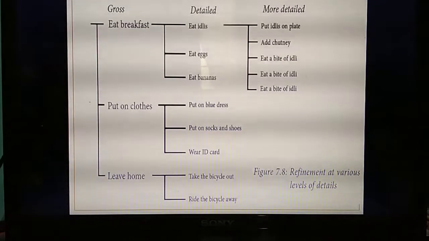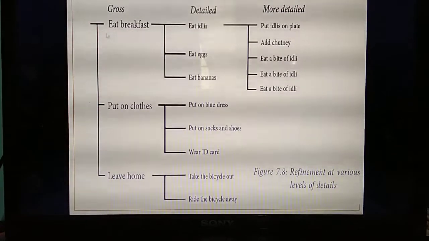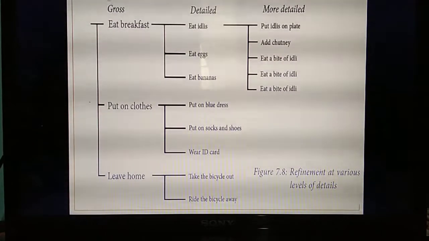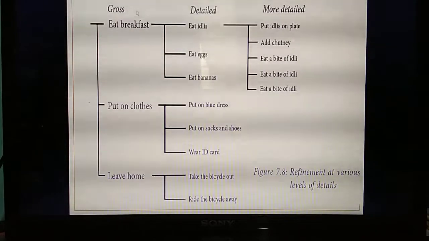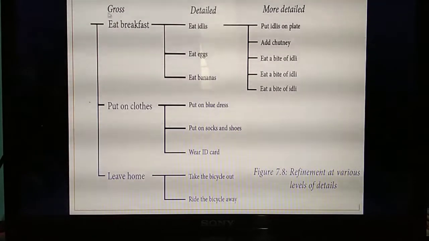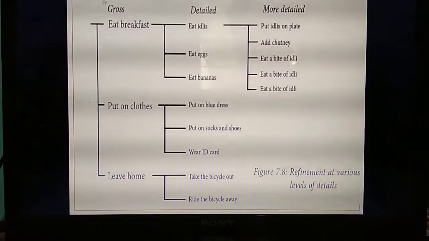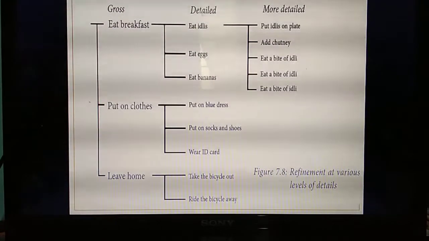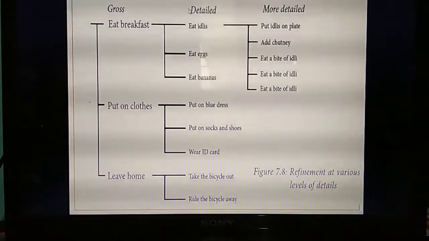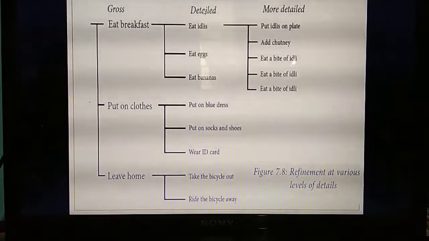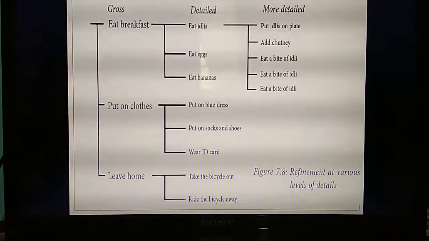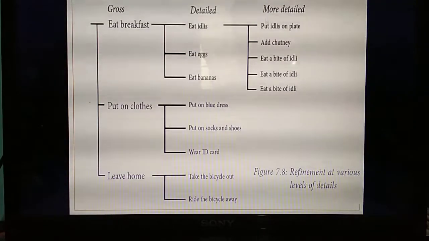Understand what I mean by refinement? The same thing they have mentioned in the flowchart. Listen, what's the task? Get ready to go to school. That only they are giving. Get ready to go to school. Then next you are going to define the sub-problems in a detailed manner. Next, again you are going to define these sub-problems in a more detailed manner.